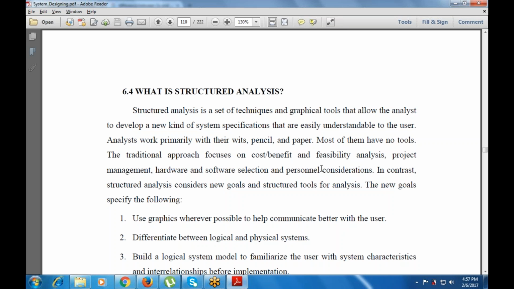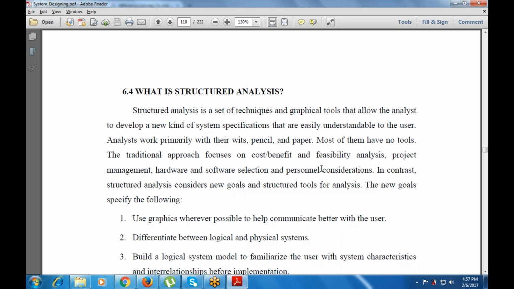There's a traditional approach that focuses on cost-benefit and feasibility analysis, project management, hardware and software selection, and personnel considerations. In contrast, structured analysis considers new goals and structured tools for the analysis, including new techniques and new methods used with the tools.